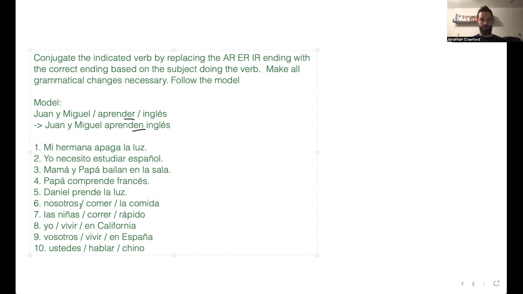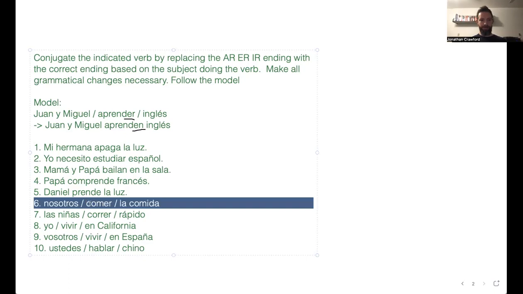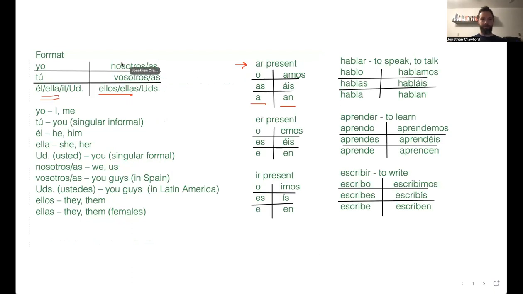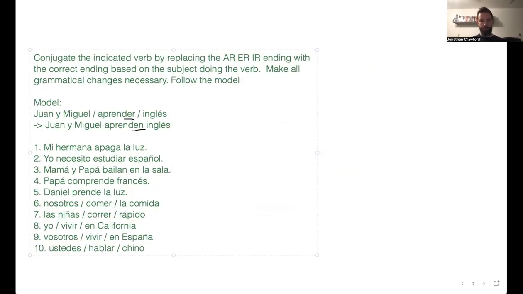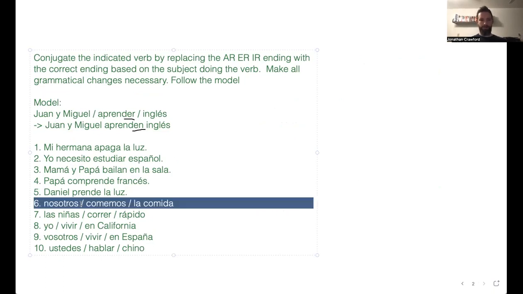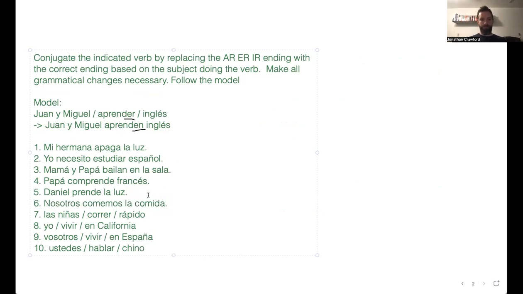All right. Nosotros comer la comida. What do we do here with comer? Nosotros is doing it. So nosotros is the upper right. Comer, ER verb, emos. So we go back over here. Nosotros comemos la comida. Make sure it's a capital with a period.